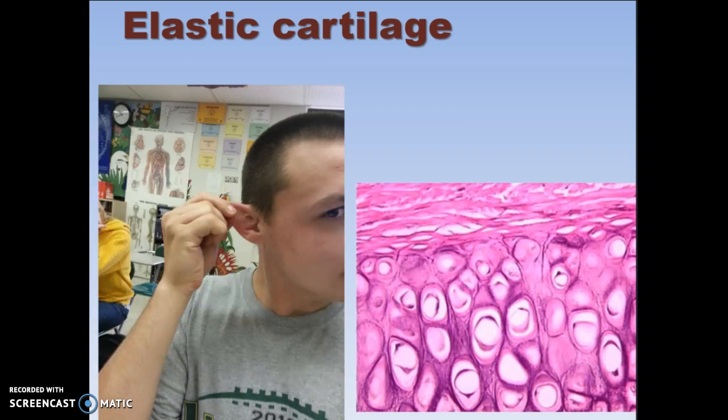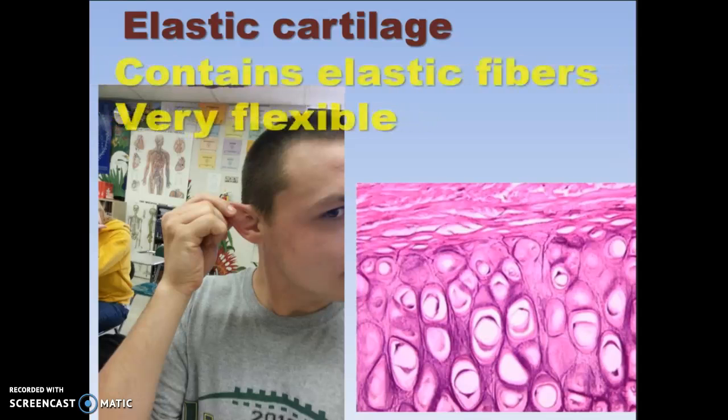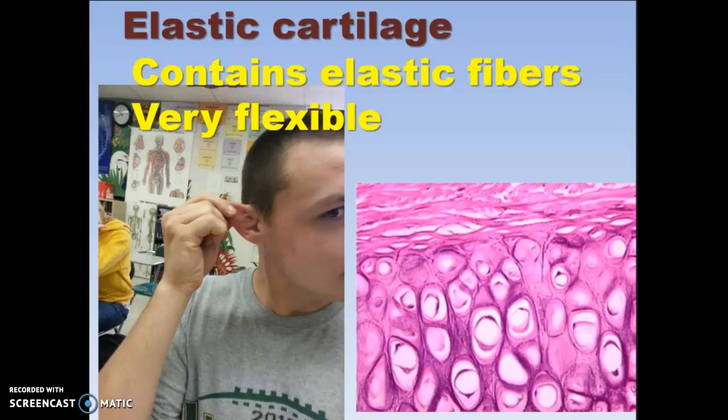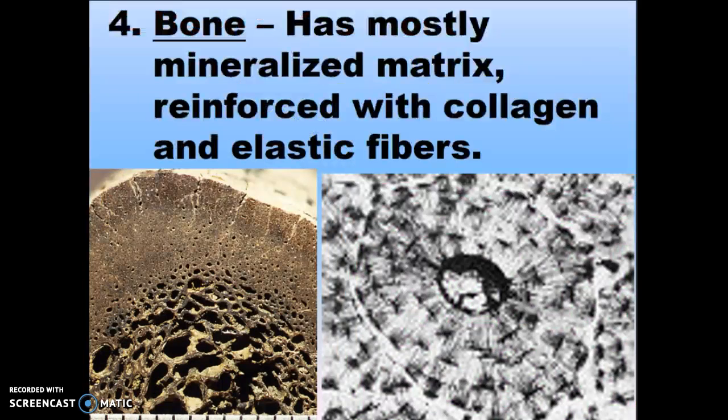Alright, there's Brendan showing us his elastic cartilage. If you look to the right, you can see the little chondrocytes, cartilage cells, and all the elastin fibers between them. They look pretty spongy like a rubber band. So it contains elastic fibers and it's very flexible. Twist your ear around like your mama did when you were bad.